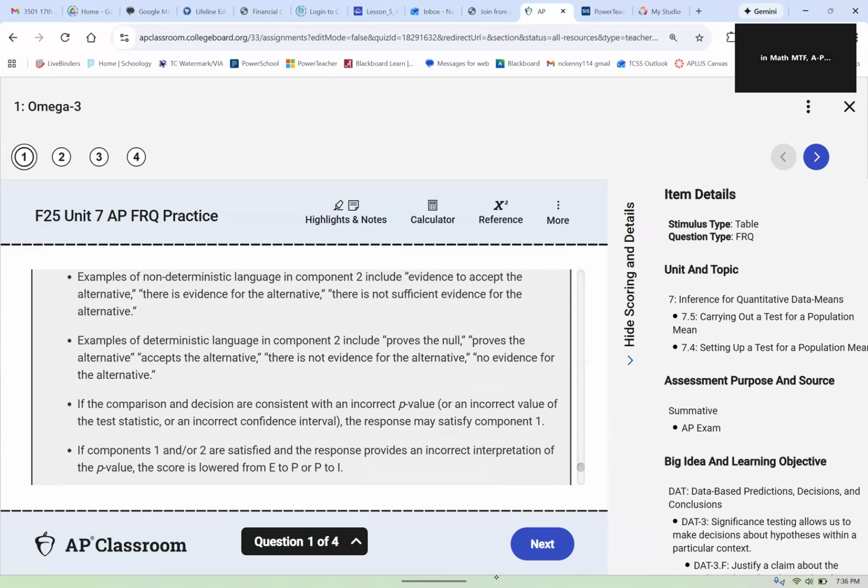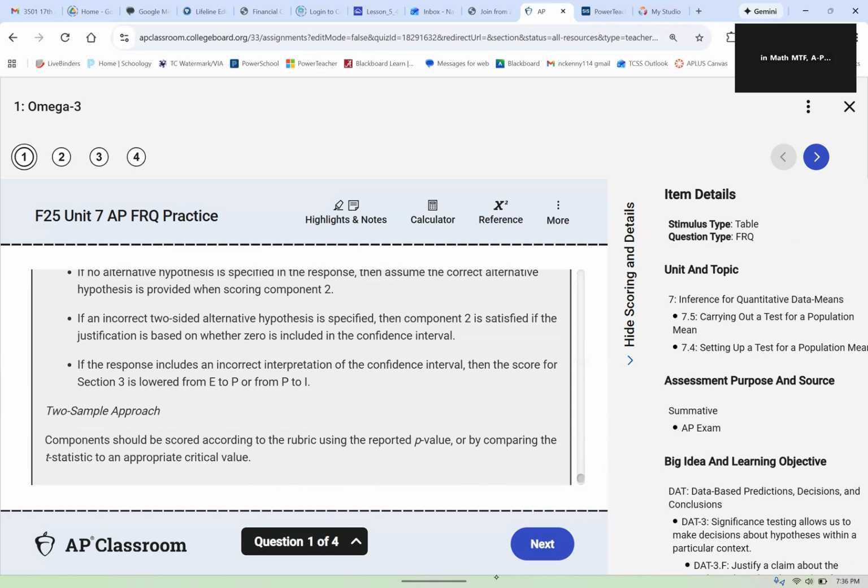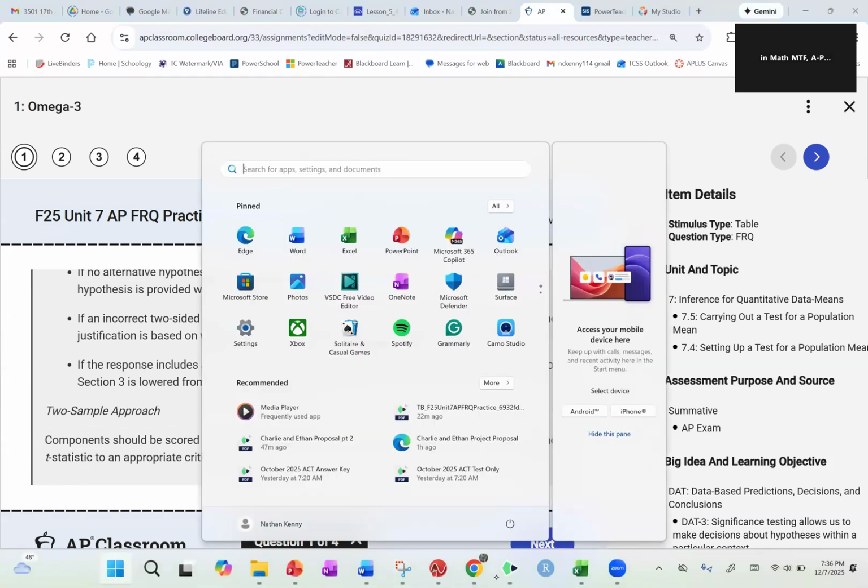There's no evidence for the alternative. There's not evidence for the alternative. There's definitely evidence, right? So keep that in mind of is there sufficient evidence? So that's something we have to be intentional about.